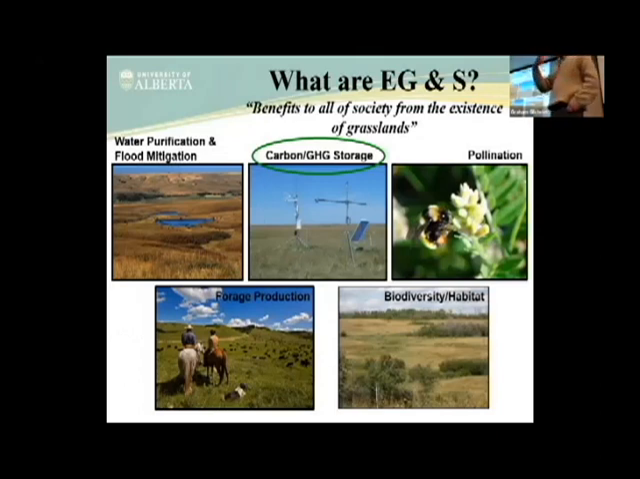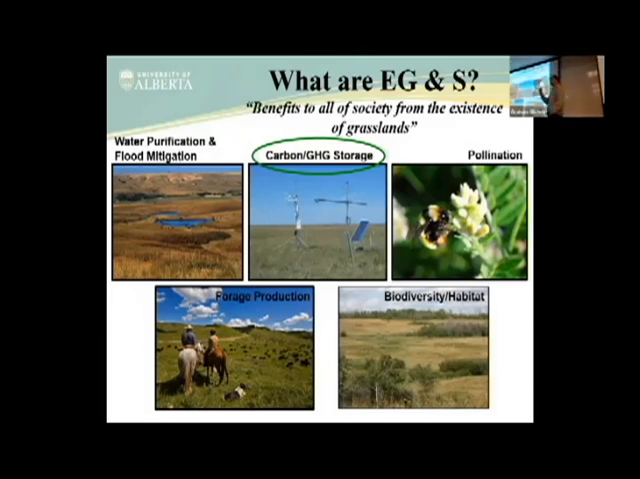Okay, so when we talk about EGNSs, most of you are aware of this, but we'll just throw that out there to make sure we're on a common playing field. These are benefits provided by grasslands to all of society. It doesn't matter whether you live on that particular tract of land or whether you live in Toronto or Edmonton or Vancouver or Halifax, you're going to benefit from many of these things.